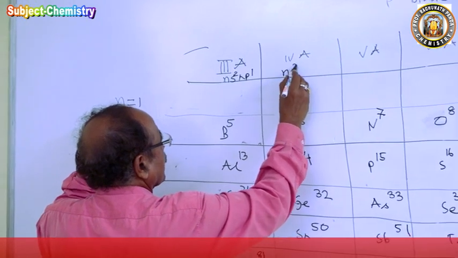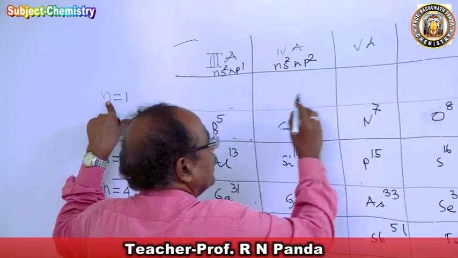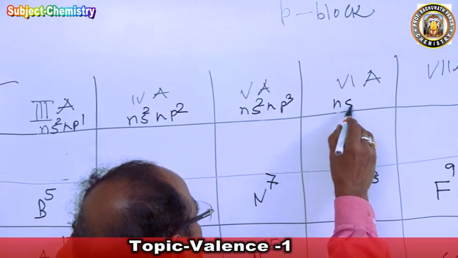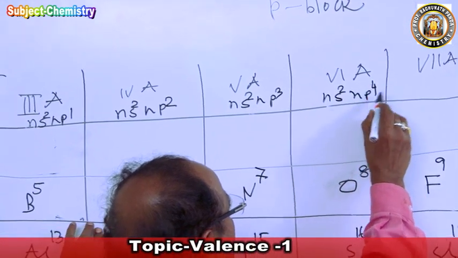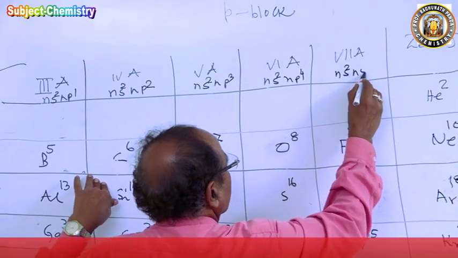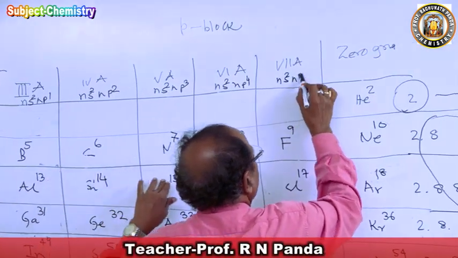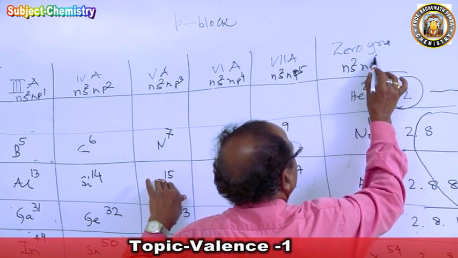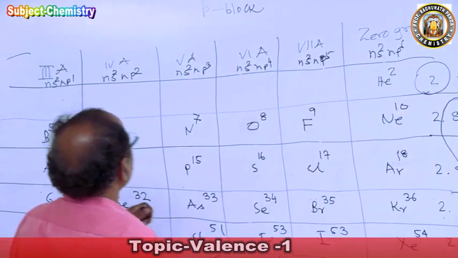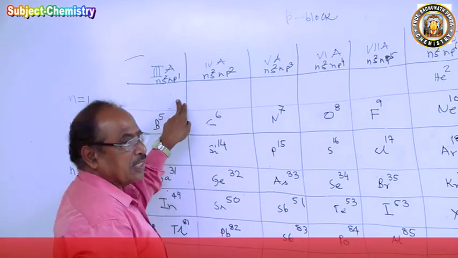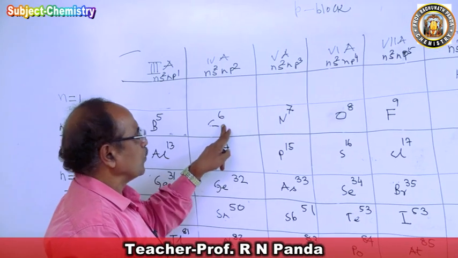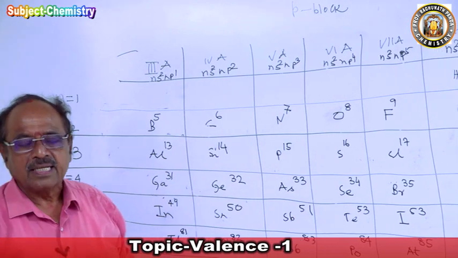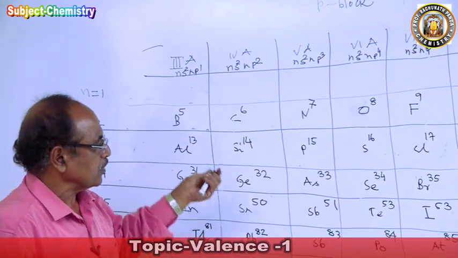Here the configuration is ns2 np2, here ns2 np3, ns2 np4, ns2 np5, and ns2 np6. These are orbitals. You see here how many electrons? 2 plus 1, 3 electrons. 2 plus 2, 4 electrons. Group 4A, 4 electrons. So the group number indicates the maximum valency state. Last class, this is the way.